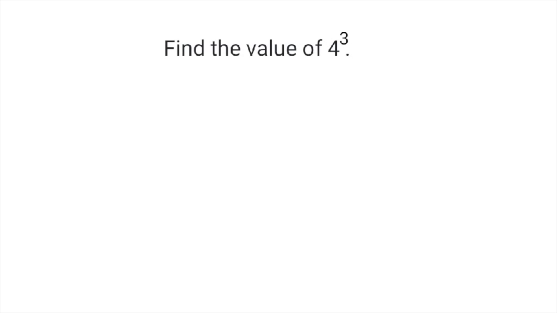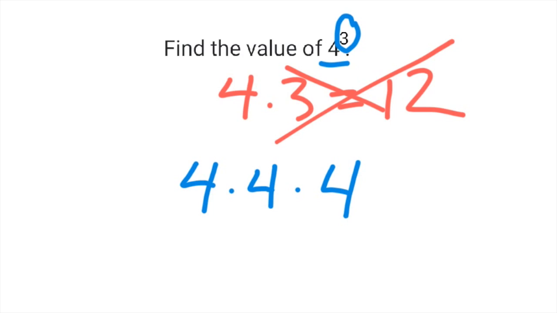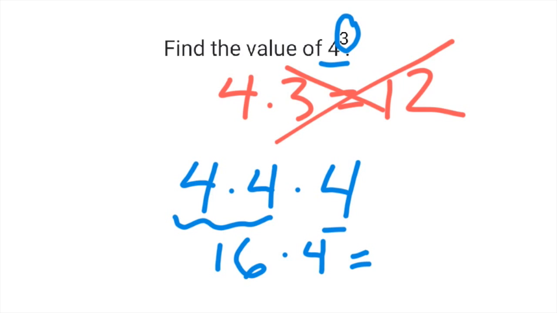Find the value of 4 to the 3rd power, or 4 cubed. A lot of people get excited and they say 4 times 3 equals 12. That is not the right way to do this. Powers are repeated multiplications. So you have 4 times 4 times 4. The base is 4, the exponent's 3, so that's why there's 3 of them. And then you do 4 times 4 is 16 times this last 4. 16 times 4 is 64.